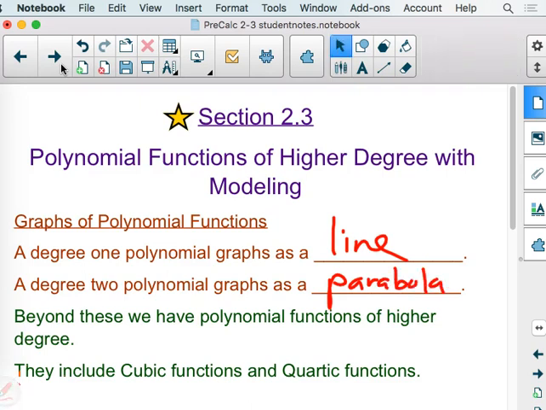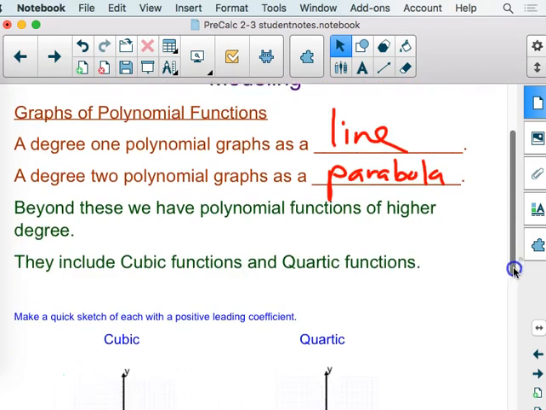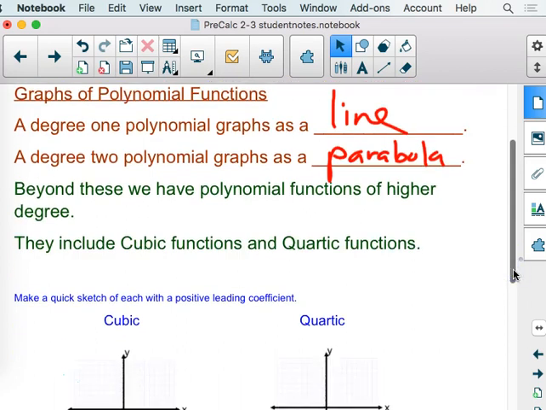We used to have a sub that would pronounce that parabola. And the kids would just laugh.